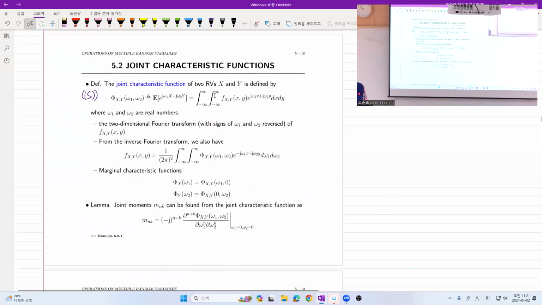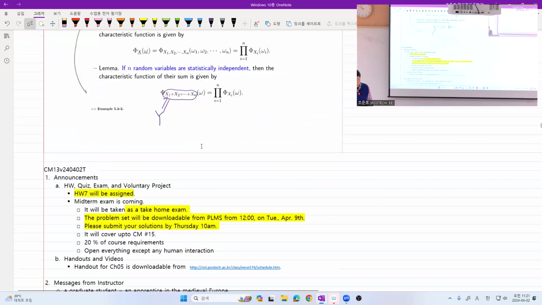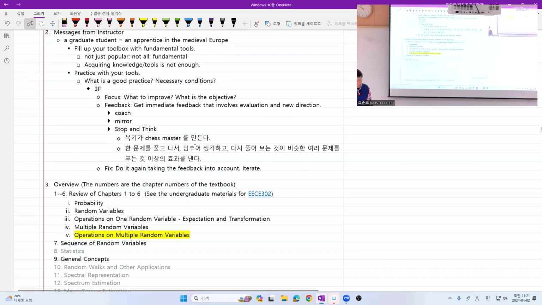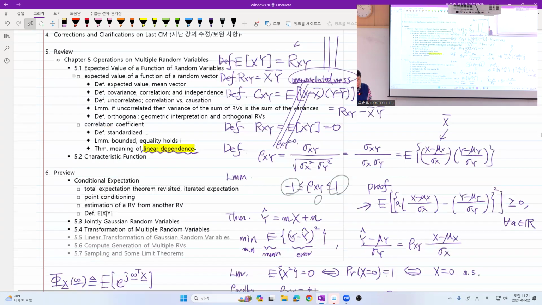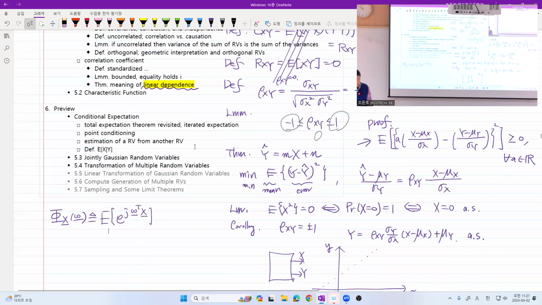Anyway, as the ordinary characteristic function, the joint characteristic function also gives you the moments and joint moments. Got it? After applying derivative and evaluating at 0 and dividing by some j to the something. Anyway, that was all about the characteristic function.